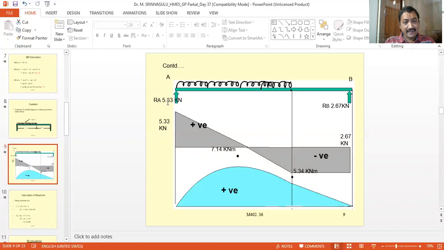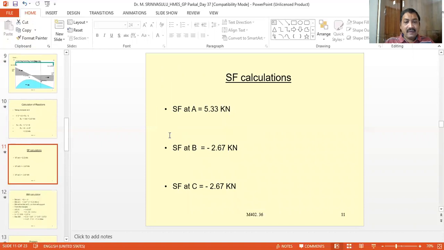But it is very important that we consider only one side. Either you take the right of the section or the left of the section. Both values will be the same. Now we got the values. The RA, that is SF at A, is equal to 5.33 kN. SF at B is equal to minus 2.67 kN, and SF at C is also equal to minus 2.67 kN.